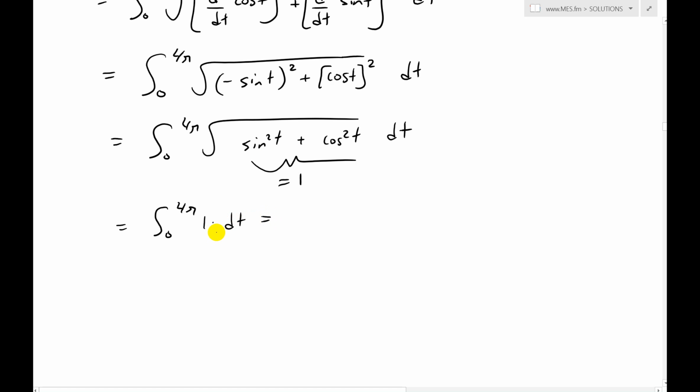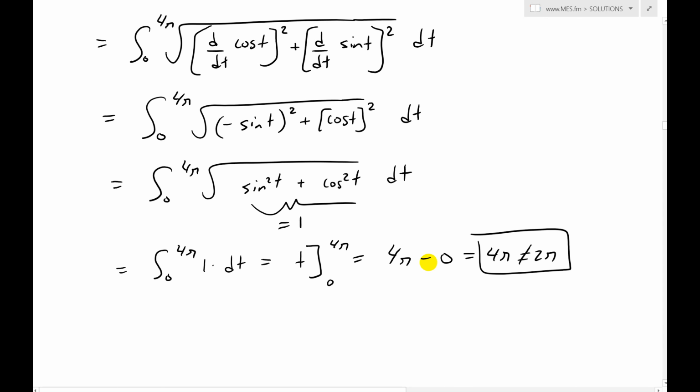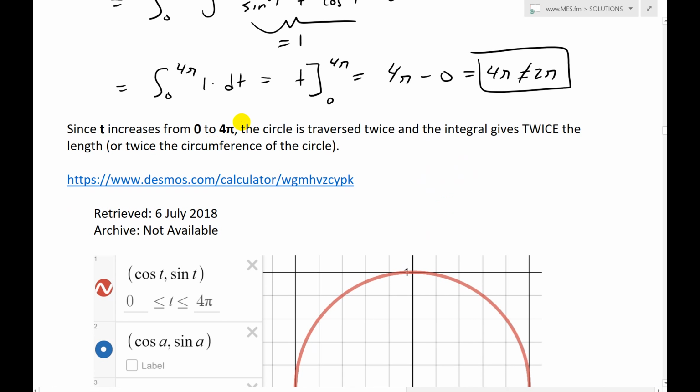And then the integral of dt is just going to be t from 0 to 4 pi. This equals 4 pi, put in, minus 0, equals 4 pi. And this is not equal to 2 pi, because remember the circumference was 2 pi. So we get double the length there. And here I've written that down. Basically, since t increases from 0 to 4 pi, the circle is traversed twice, and the integral gives twice the length, or twice the circumference of the circle.